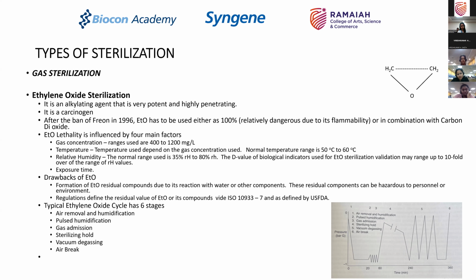Let's first understand the ethylene oxide cycles. First, there is an air removal in the chamber and humidification. Then there is pulsed humidification. What is pulsed humidification? You have humidified the chamber, but when you have humidified the chamber, it is possible that because of the presence of a certain amount of air or because of the stabilization, you need to adjust the humidification so that it is stable.